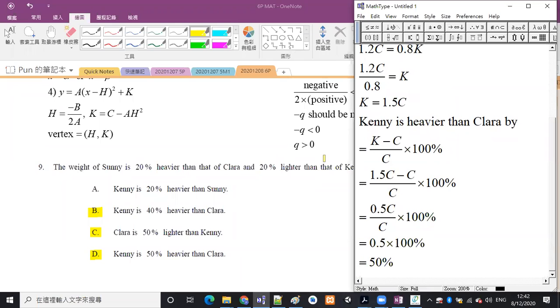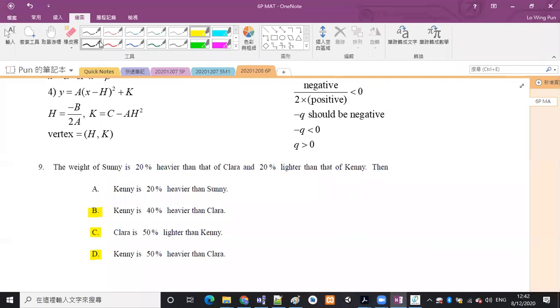That should be 50%. So Candy is heavier than Clara by 50%, which means that option D should be correct. Okay, option B is not correct.